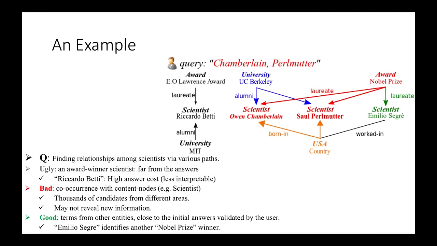However, thousands of scientists from different areas exist in the graph. This makes the time cost of the search expensive. Furthermore, it may not add new information to the previous answer. A better suggestion seems to be Emilio Segre, who is close to the validated answers and, if added to the previous keywords, produces answers that have a reasonable cost. This answer is interpretable since one can say this scientist also won the Nobel Prize and has a relationship with USA.